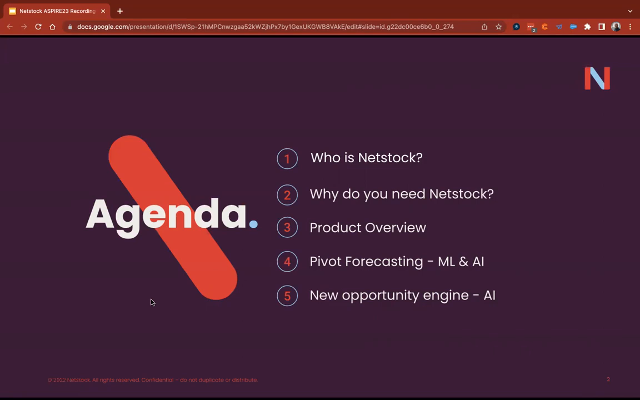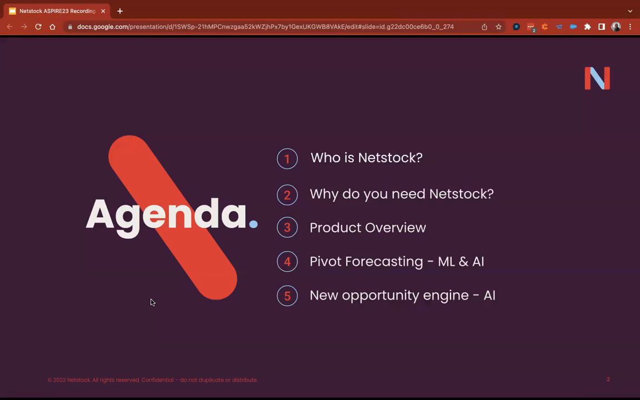I'm going to touch on an additional module called Pivot Forecasting, which we have integrated with the Netstock application, what we call the Netstock Predictor application. The reason why I'm touching on that is specifically around the machine learning and the AI capabilities in that pivot forecasting, the sales and operations planning, to take the planning to the next level as far as your demand planning is concerned. And then the last thing I'm going to touch on is the new opportunity engine.